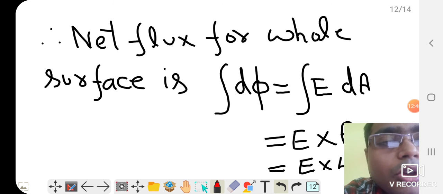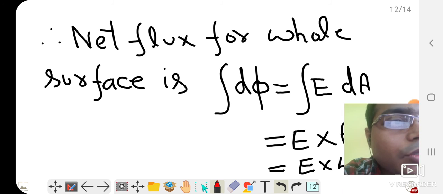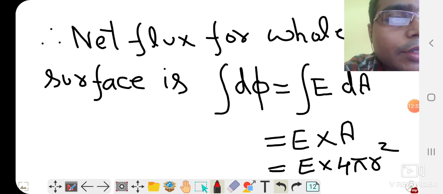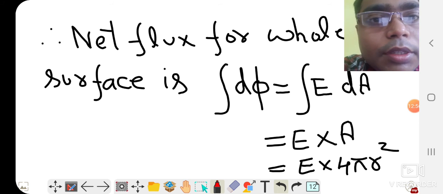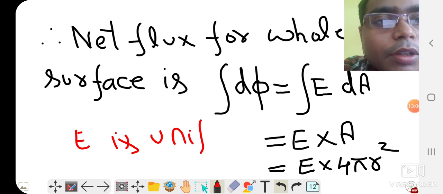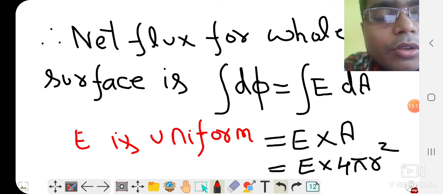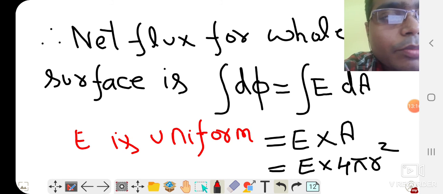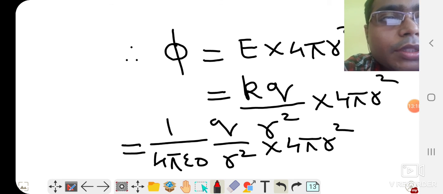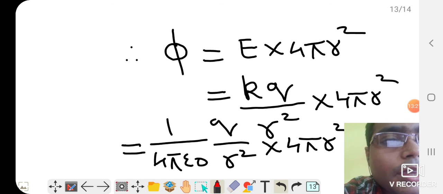So the integration of small flux d phi will be equal to the integration of E dot dA, equal to the integration of E dA. E is constant since the electric field is uniform everywhere, right? It is a constant quantity, so we can take it outside of the integration. So finally the expression will become E into A, and the area of the sphere we have already done earlier, that was 4 pi r square. By putting the expression for electric field, k q by r square, we get the expression.